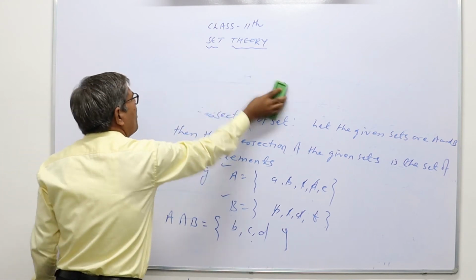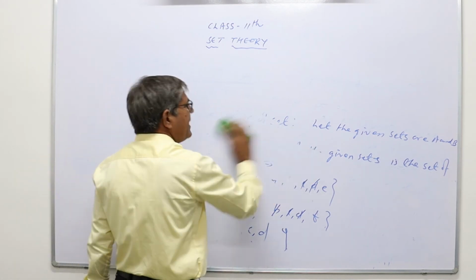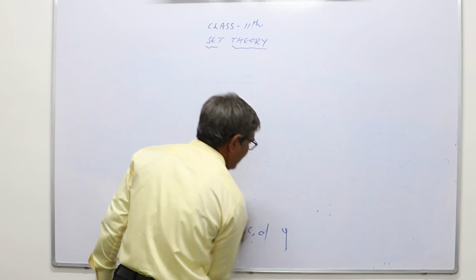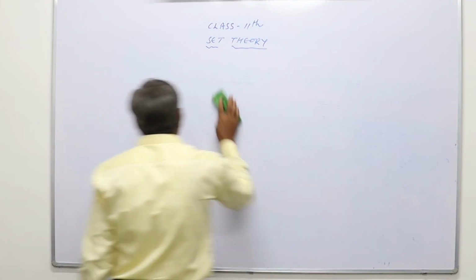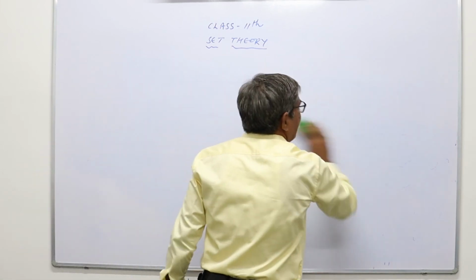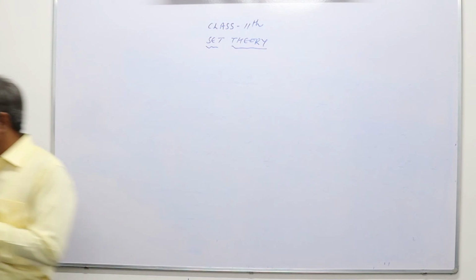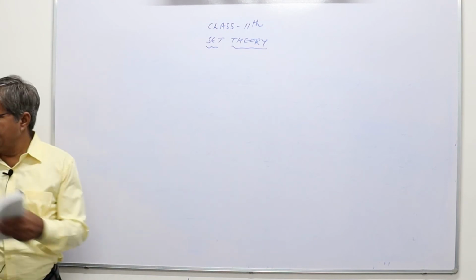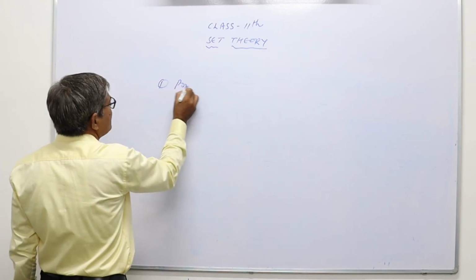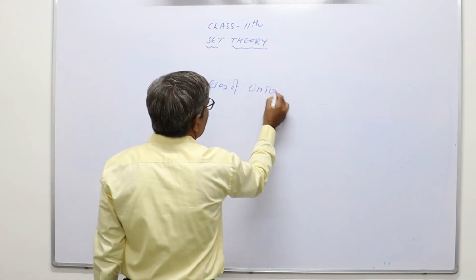Now the next most important topic is properties of union and intersection. On the basis of these properties, we will get some applications. So, properties of union of sets. The next topic is properties of union of sets.